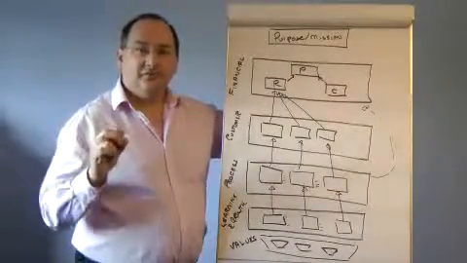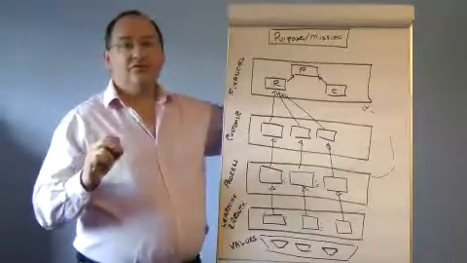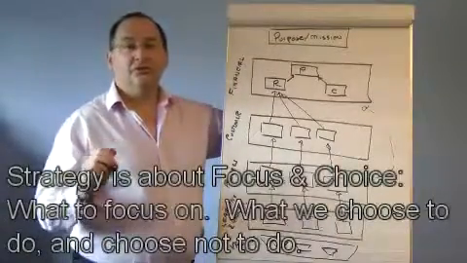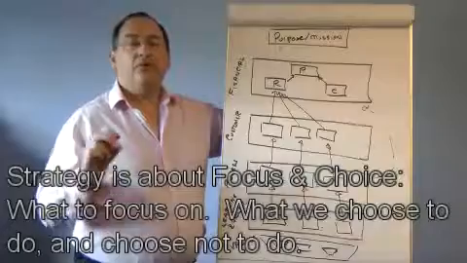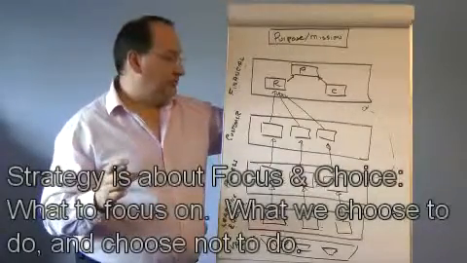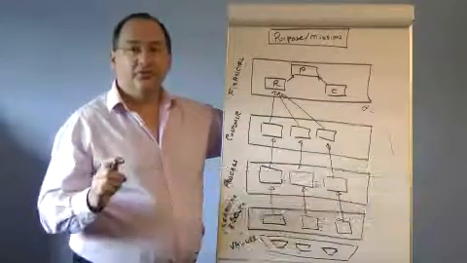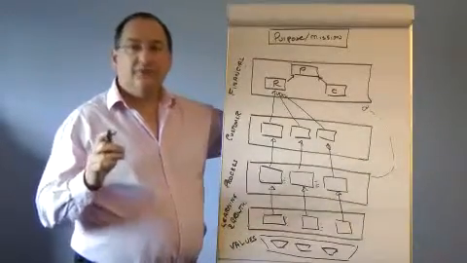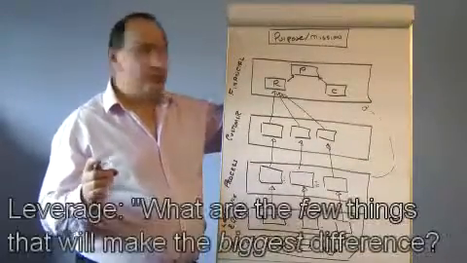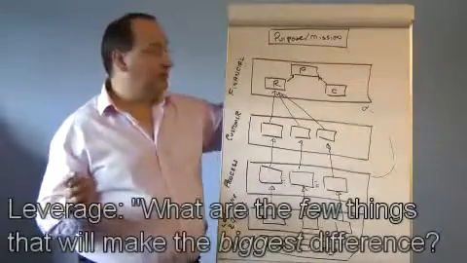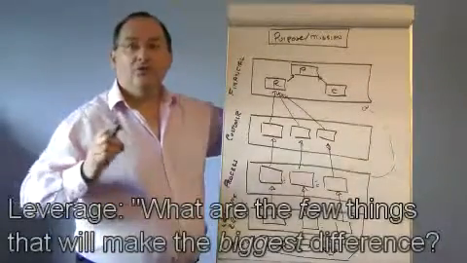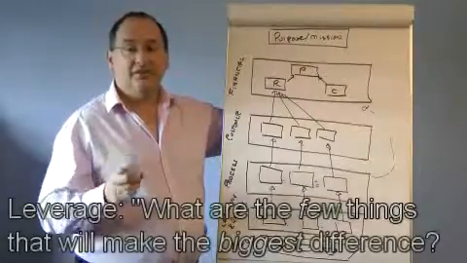And this is another thing about strategy maps. Strategy maps are about focus and choice. And strategy is about focus and choice. What are the few things we have to focus on? What do we choose to pay most attention to, or choose to do and choose not to do, as Michael Porter said? And which bit will give us the biggest leverage?